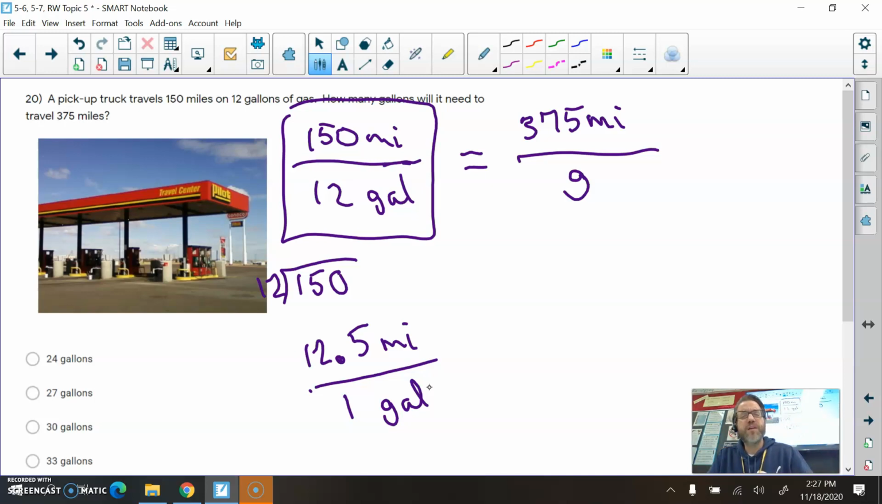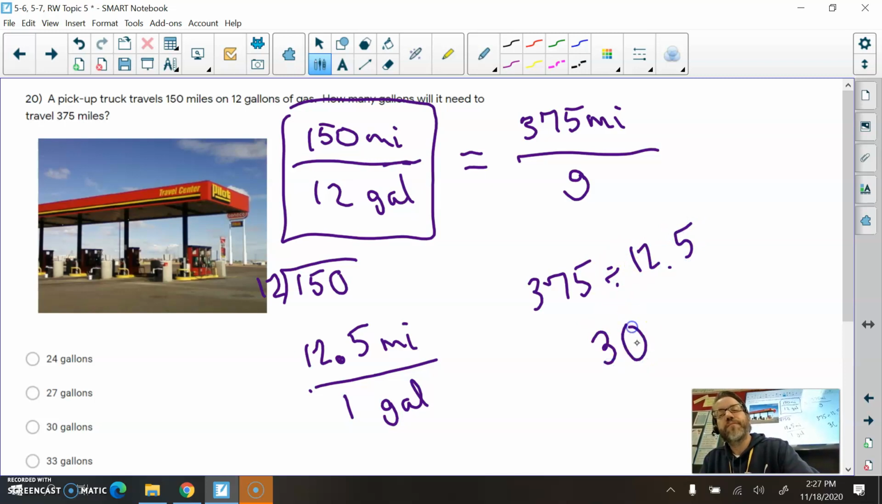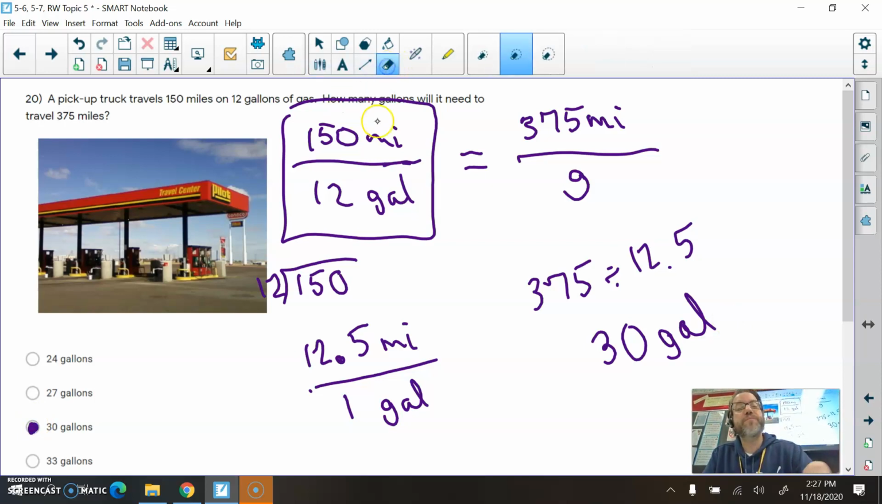Okay? So if we're going to go 375 miles, then I'm going to have to take that 375 and divide by 12.5. And I get 30. So that means it's going to be 30 gallons of gas. Okay. Could I have done this one another way? Absolutely, yes. I certainly could have.